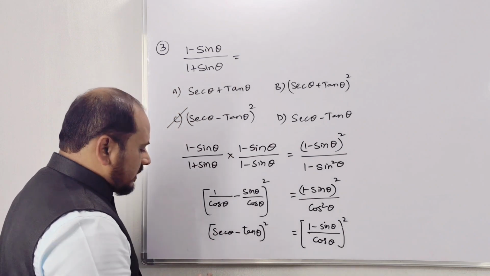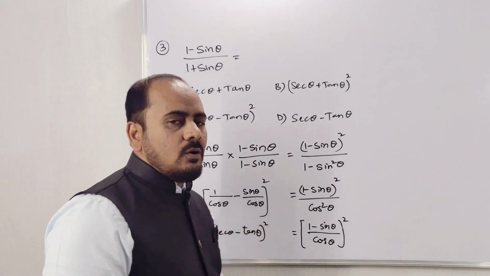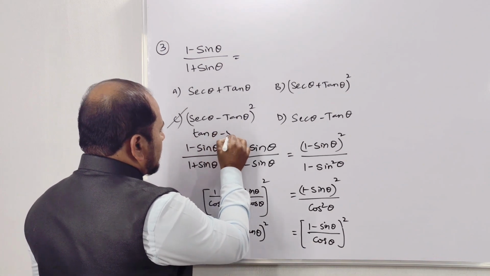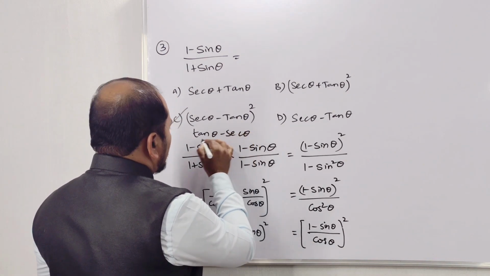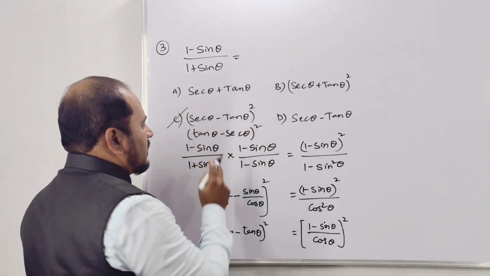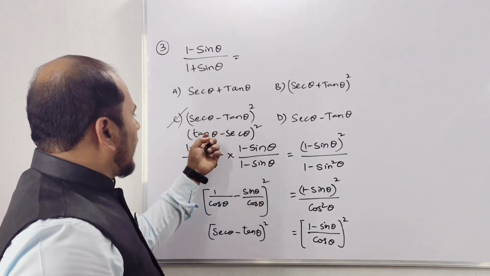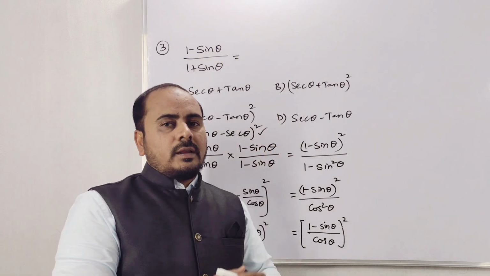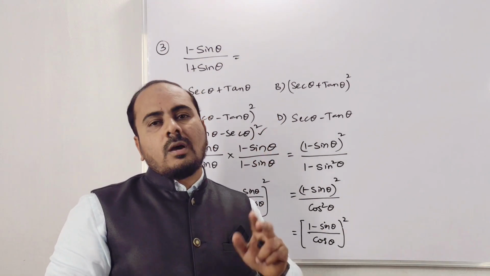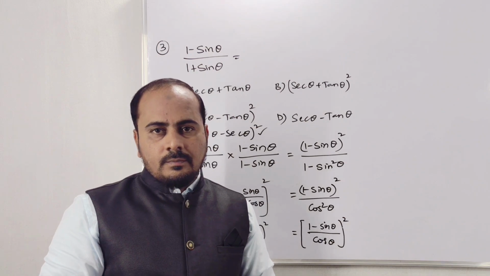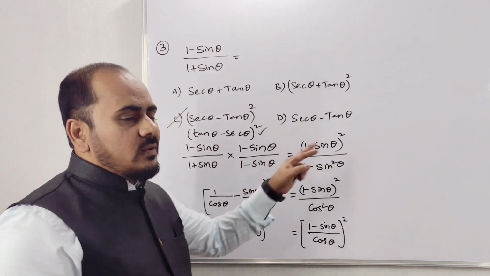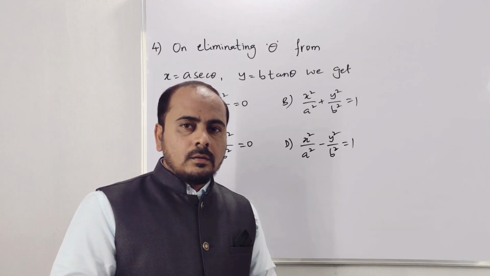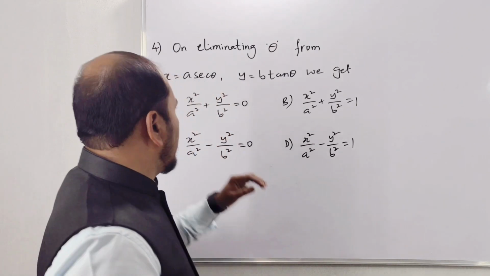Now one more thing I want to say. Not only (sec theta minus tan theta) whole square, my dear, he may ask (tan theta minus sec theta) whole square. You need not get any confusion here. Instead of (sec theta minus tan theta) whole square, (tan theta minus sec theta) whole square, this one is also a correct answer. Why? Because (a minus b) whole square or (b minus a) whole square both are same. But two such options will not be given here. That you remember.